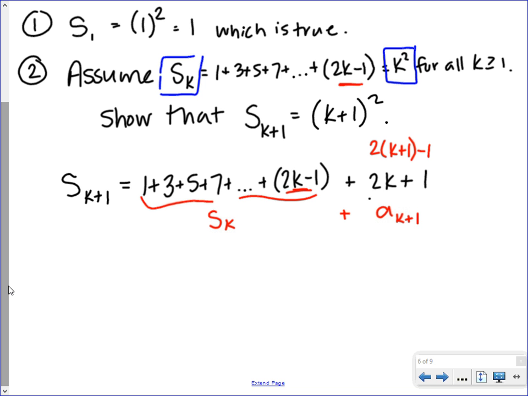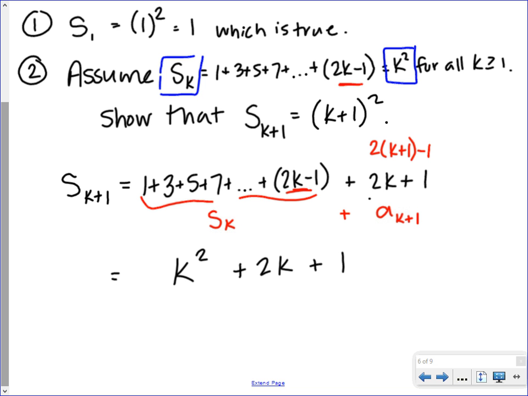So you have copied down S sub k. You have already assumed what S sub k is equal to. S sub k is k squared. So I can take all of this stuff, 1 plus 3 plus 5 plus 7 plus 2k minus 1, and I can replace it with k squared. We showed that that worked for the first term, and then we assumed it for n equals k. I still have to add to it the next term, so plus 2k plus 1. So this is S sub k plus a sub k plus 1.